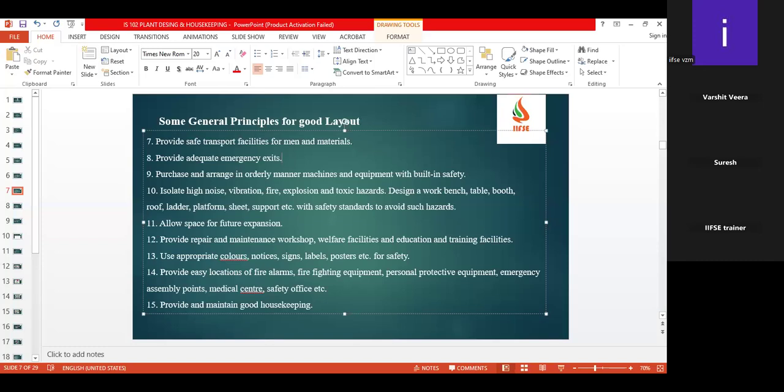Okay, I'm sharing my screen once. It's visible, say yes in the chat box, please. Hope my screen is visible now.